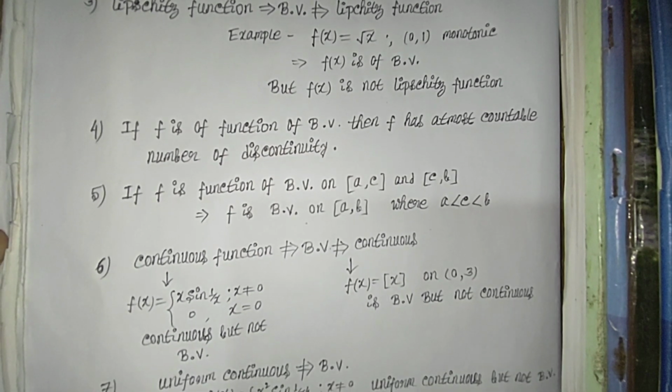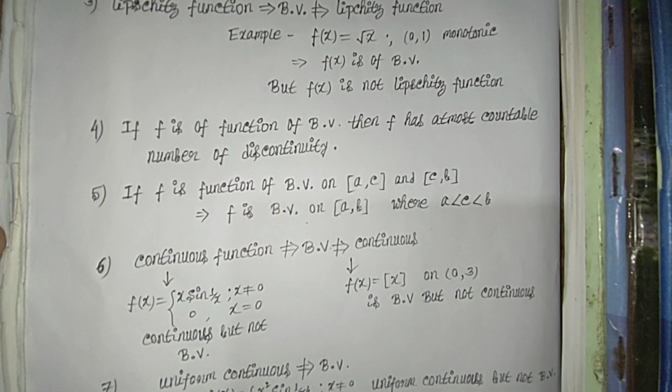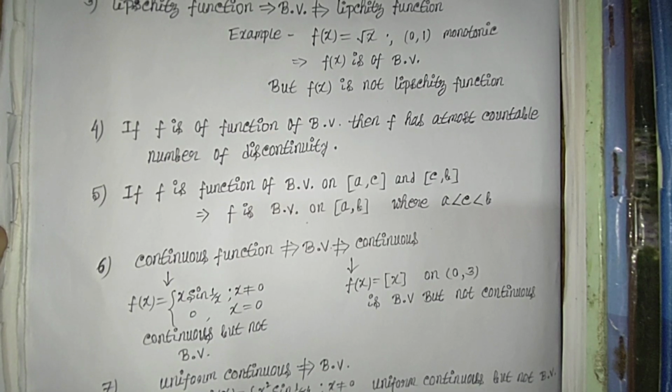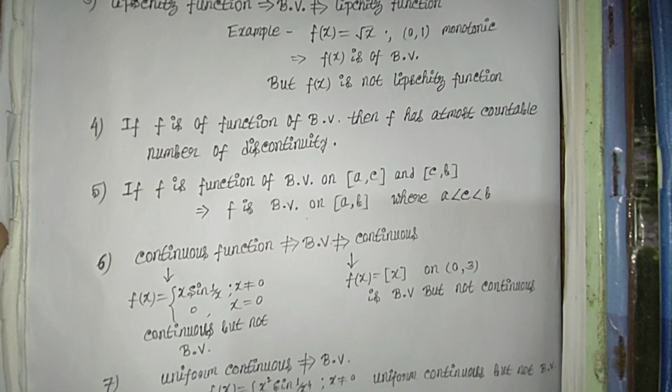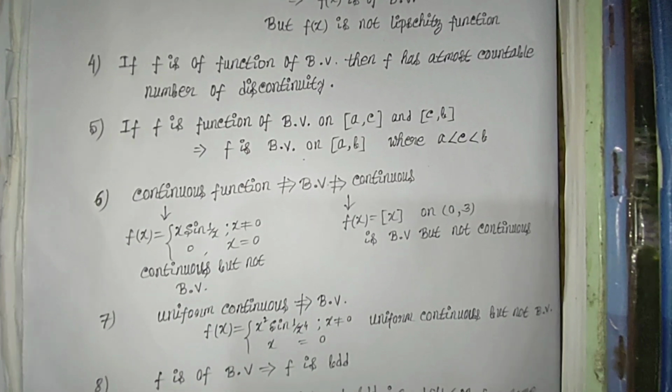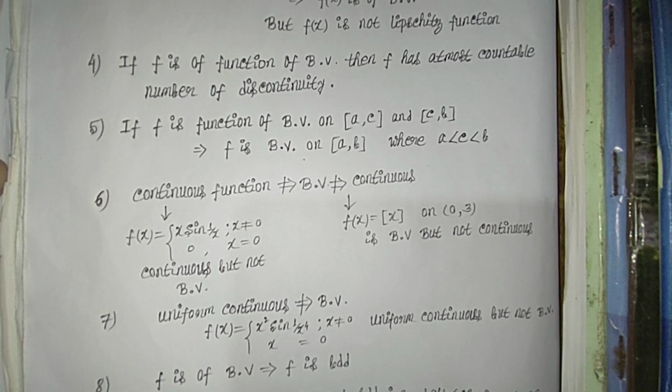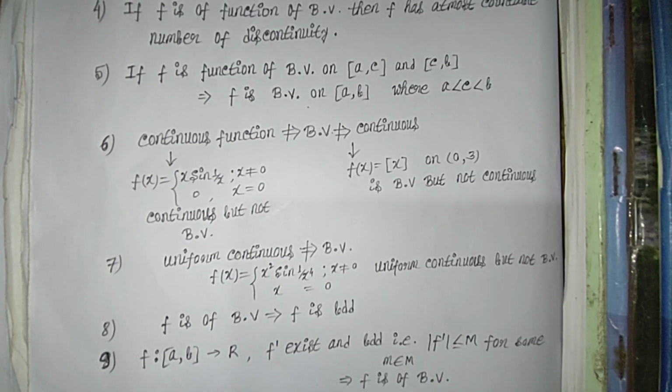Property 6 says that a continuous function does not imply a bounded function, and a bounded function does not imply a continuous function. Two examples are given here. Property 7 says that a uniformly continuous function does not imply a bounded function. An example is given. And property 8 says that f being of bounded variation implies f is bounded.